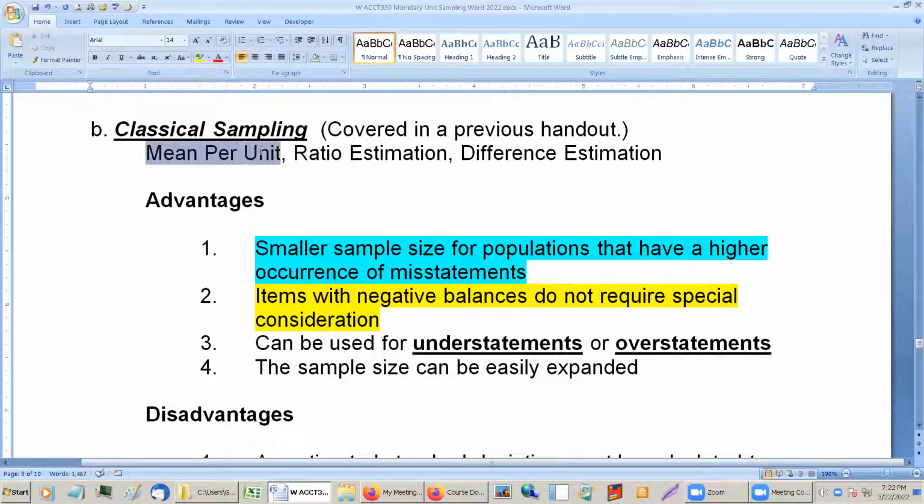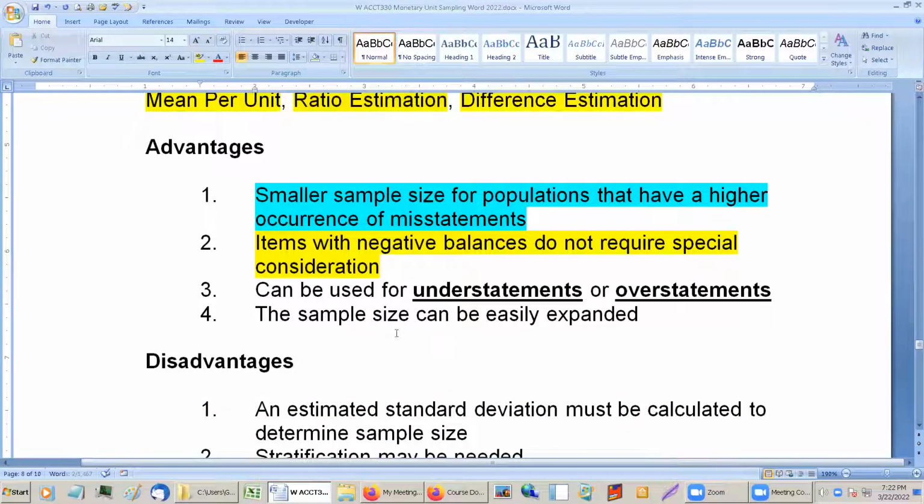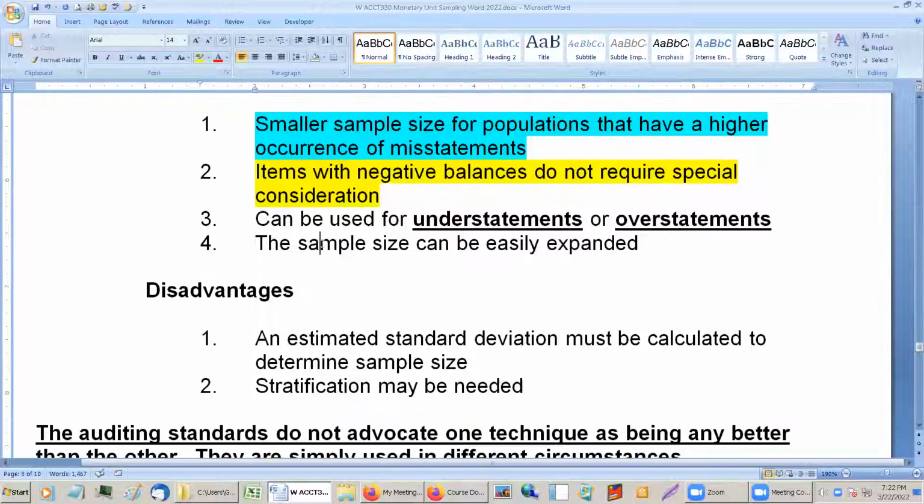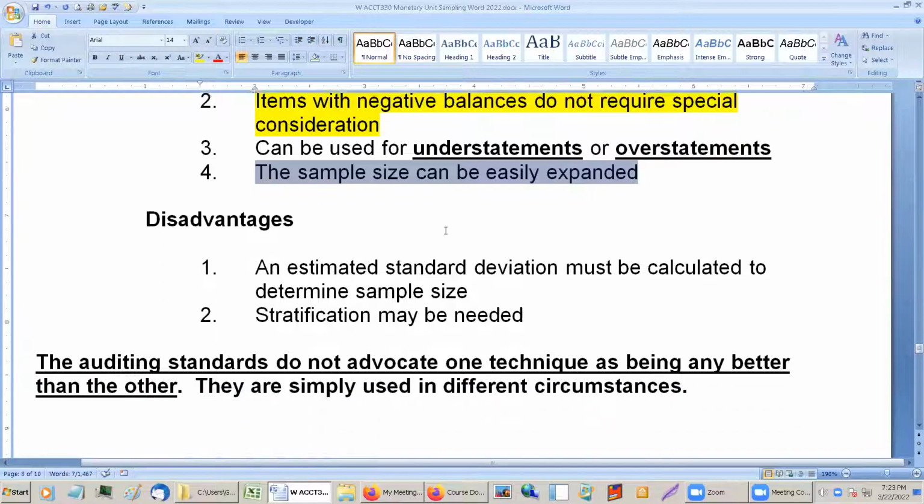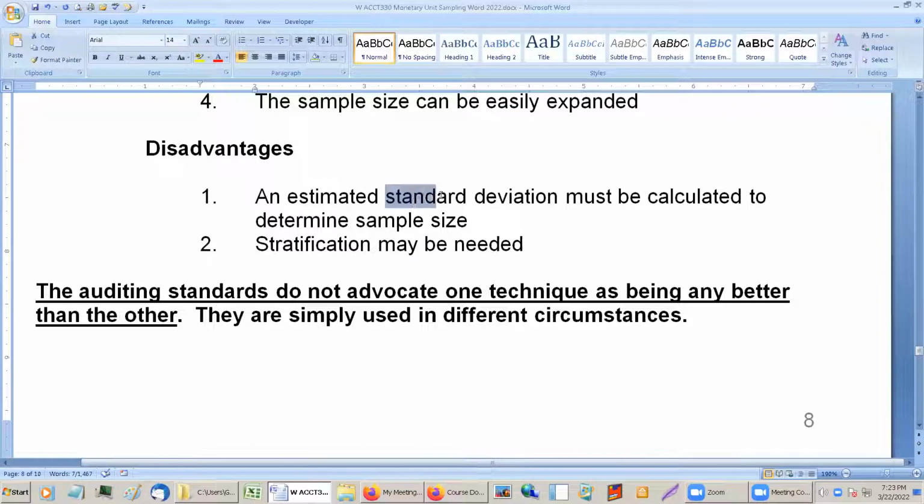So classical sampling, these ones we already covered that we're talking about here, and they can be used for understatements or overstatements. Sample size can be easily expanded. It's easy to go grab some more items and audit to a higher level. Standard deviation must be calculated to determine sample size before you can do the sample size.